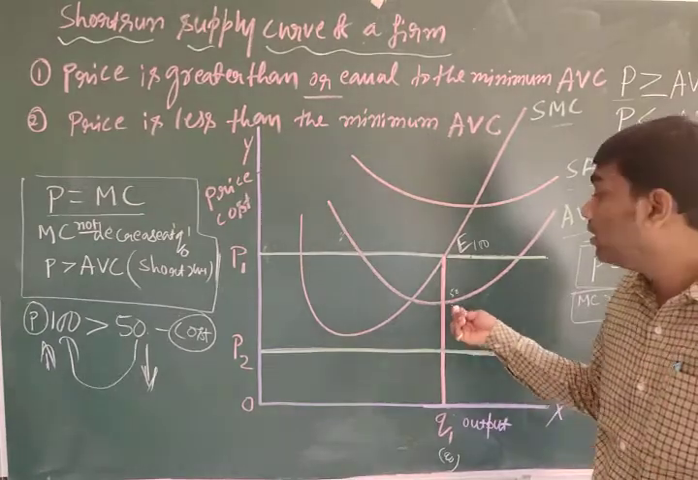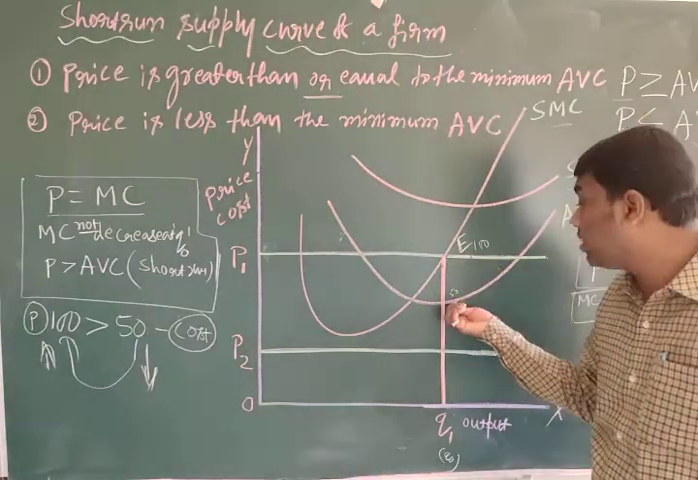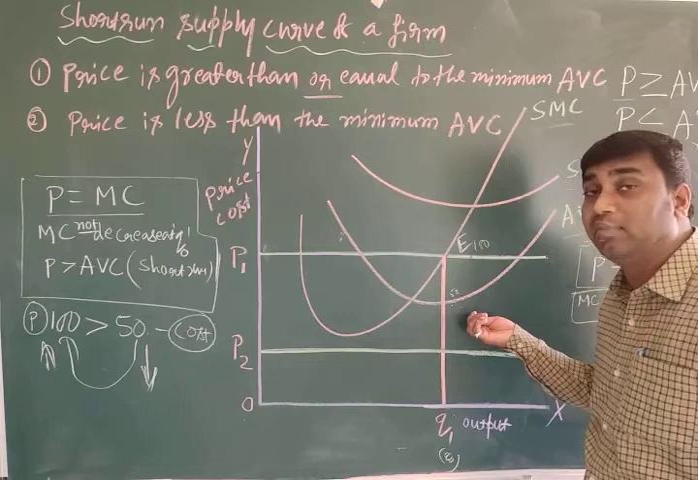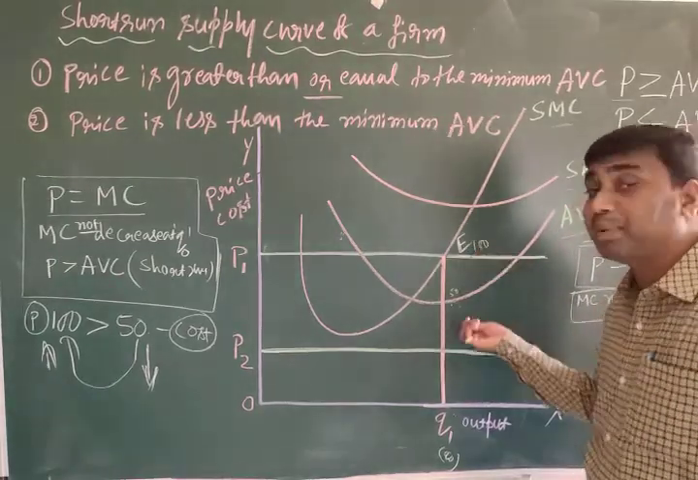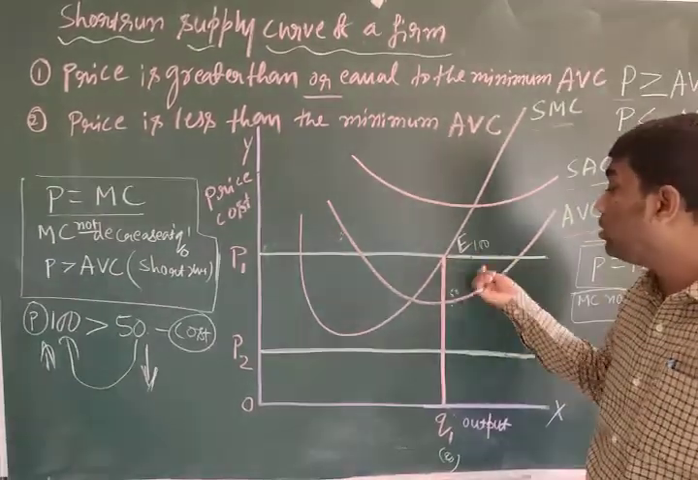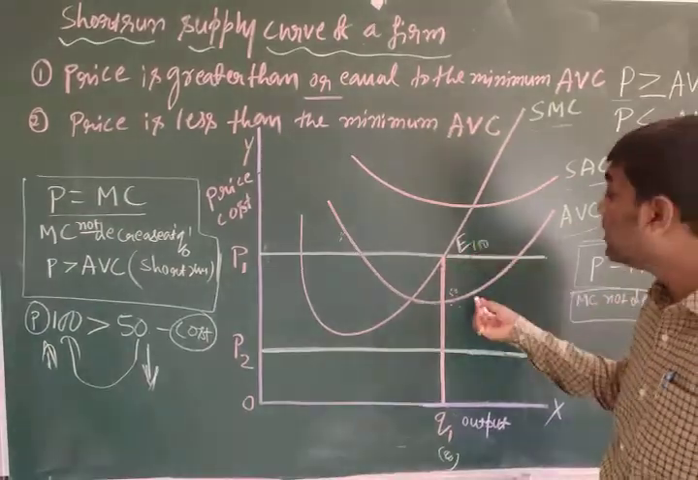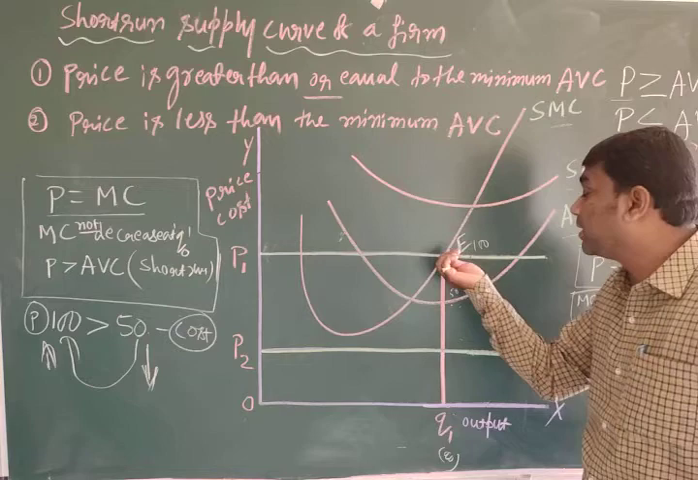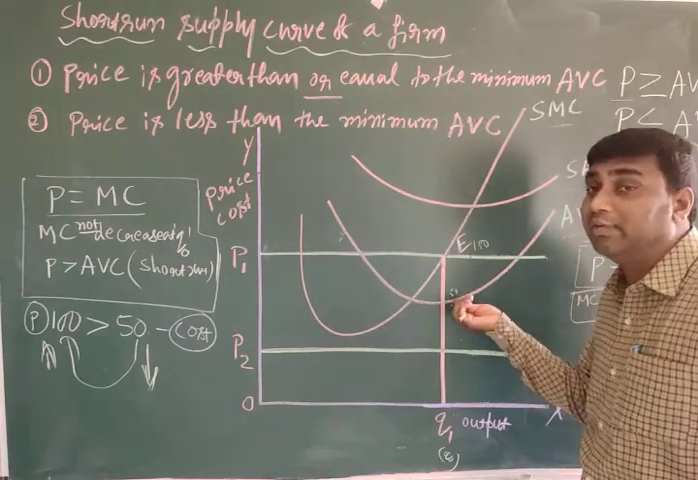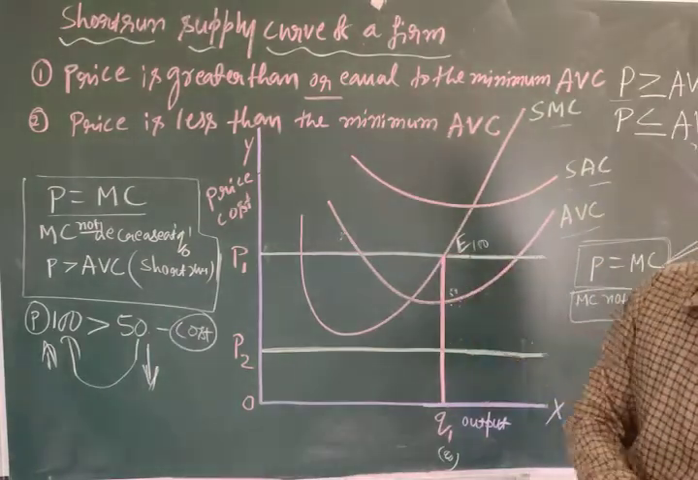But what's happening here? Cost is less than the price. Average variable cost is less than the price. So here price is more, cost is less. At this point, price is greater than AVC, because AVC is here, price is here. That's why your third condition is also fulfilled.